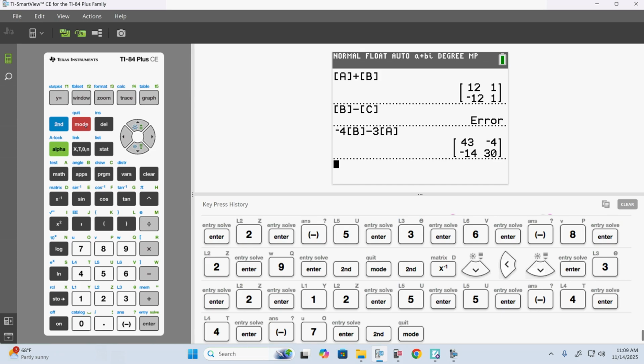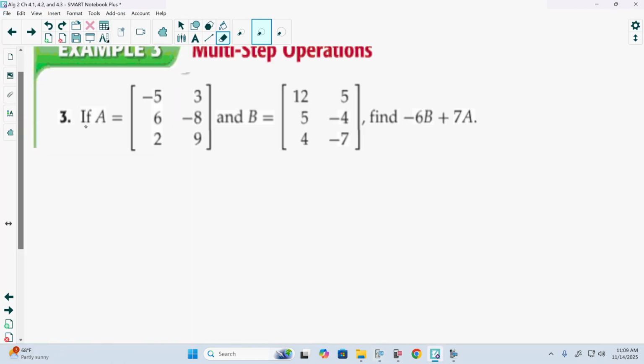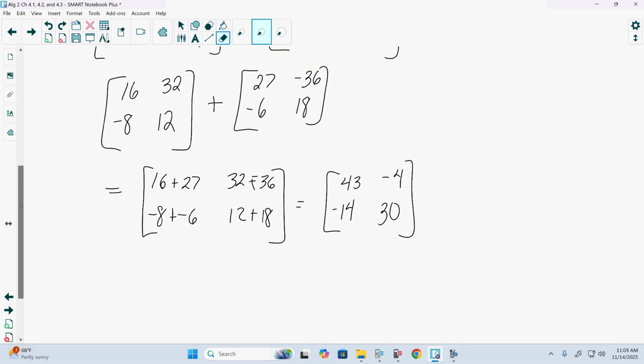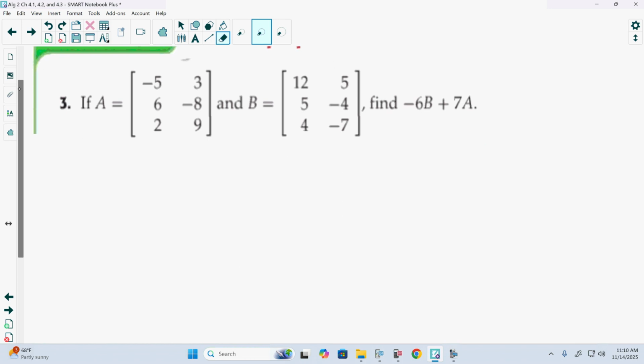Yes. It would be 16 minus negative 27. Would that be a plus? Yep. Yeah, because 16 minus negative 27 is the same as 16 plus 27. And then you'd have 32 minus 36, which is negative 4, negative 8 minus 6, negative 12, and then 12 minus negative 18 gives us plus. So it'd still get us to the same answers. Does that make sense?